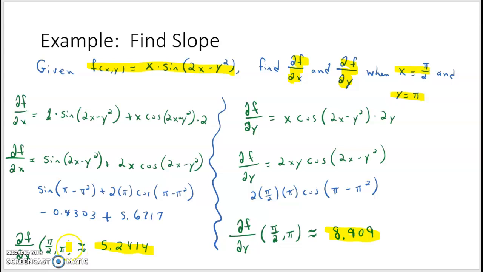So the function is at that point, pi over 2 for x and pi for y. If we move in the x direction, the output is growing at about a rate of 5. If we move in the y direction, the output is growing at about a rate of 9. So growing differently in different directions. So that's what the partial will help us do.